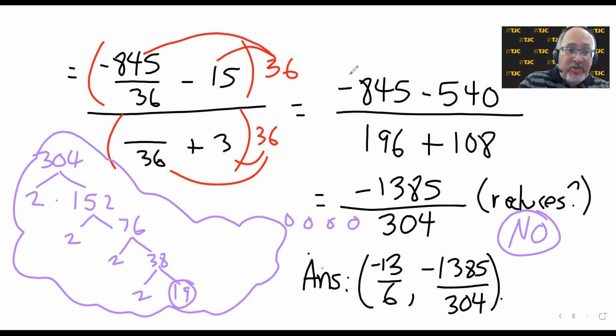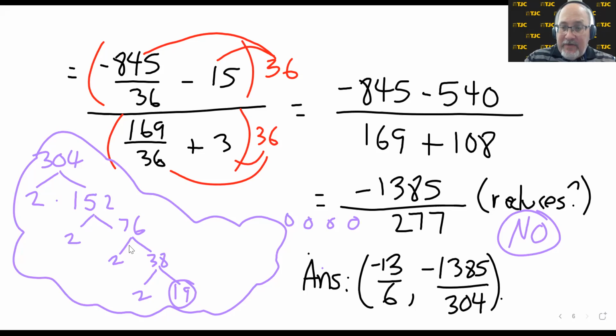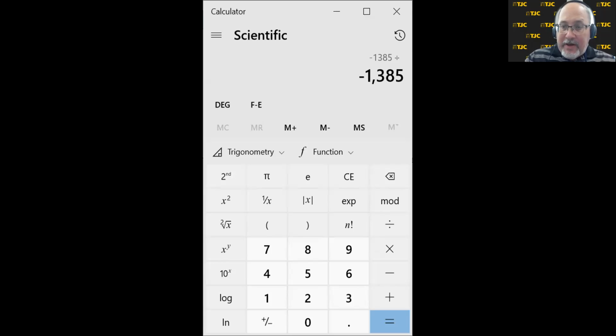Okay, that should have been 169, which means this should have been 169, which means this should have been 169 plus 108, which is 277. And let me guess, negative 1385 divided by 277. Y'all gonna watch this part. Negative 1385 divided by 277 is exactly negative 5.